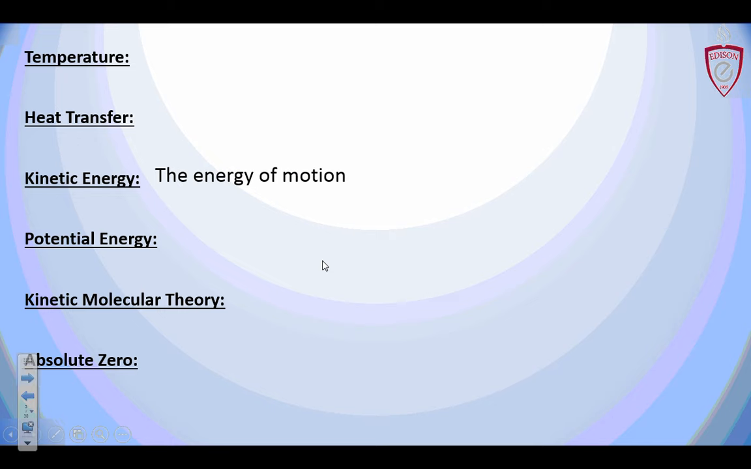Kinetic energy. This is the energy of motion. Kinetic is derived from the Greek terminology for motion, moving. So atoms are in constant motion, and they have kinetic energy, which we measure as temperature. The more I heat them up, the quicker they move. The more energy they have.